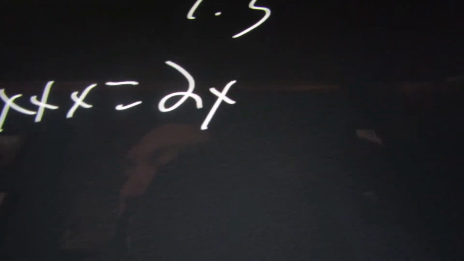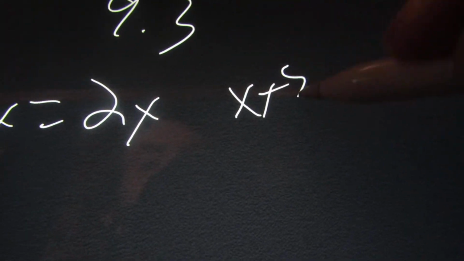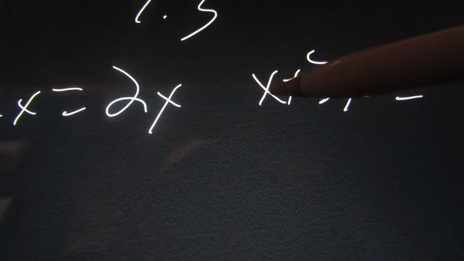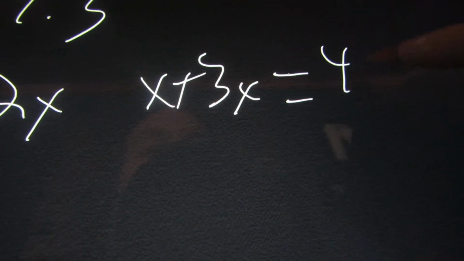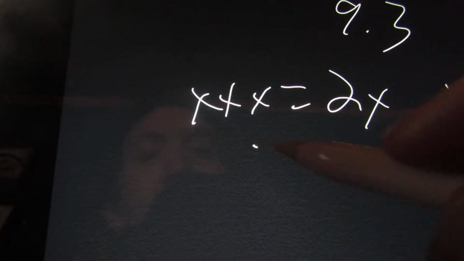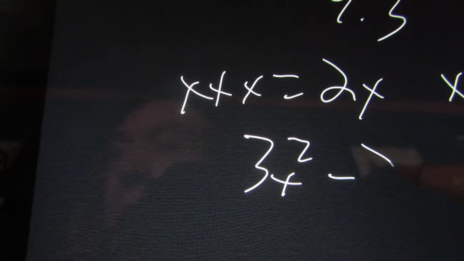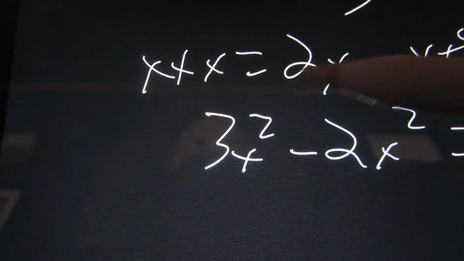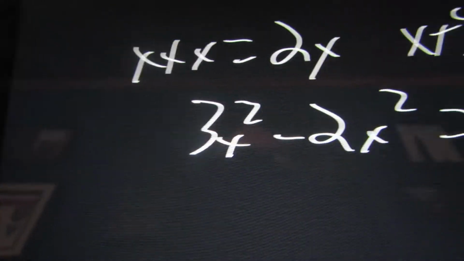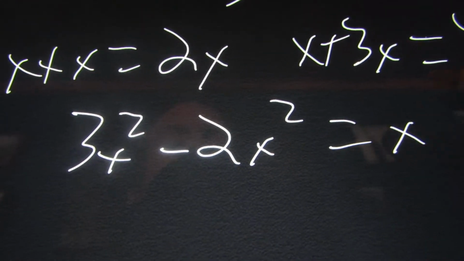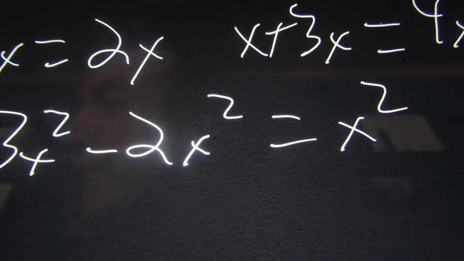So if you remember, when we had x plus x, that's the same as saying 1x plus 1x is 2x. If we had x plus 3x, that's the same as saying 1x plus 3x equals 4x. If we had 3x squared minus 2x squared, that's saying 3 minus 2 is 1x squared. So we just put an x squared. We're going to do the same thing with radicals.